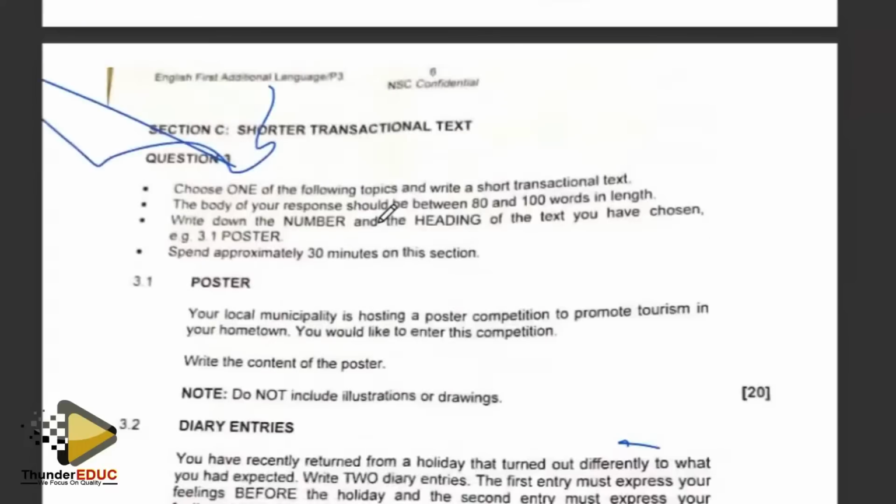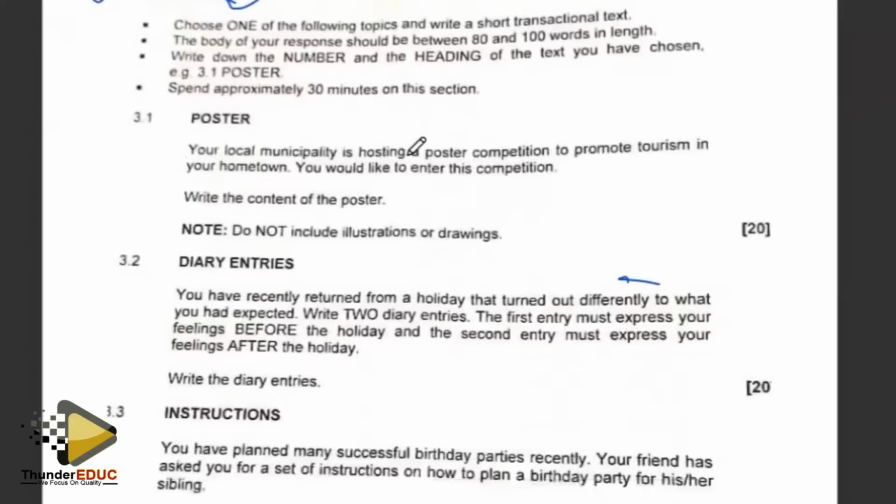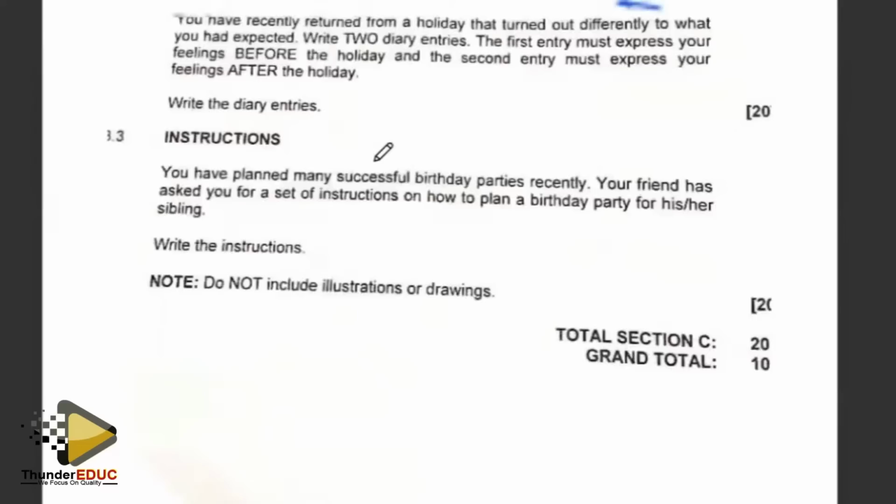All right, now we get to the shorter transactional pieces. The shorter transactional pieces that we've been given here are the poster, the diary entry, the instructions. Okay, let's see. What are we supposed to do with these instructions? Let's just see.